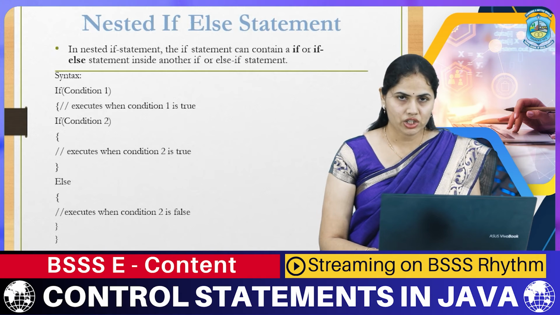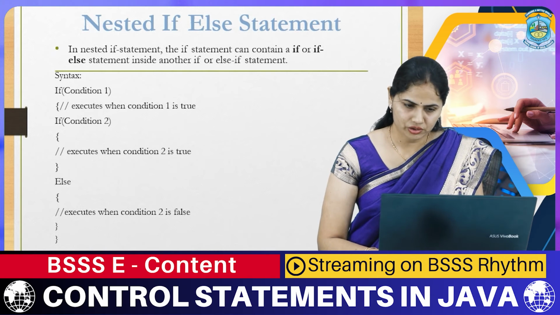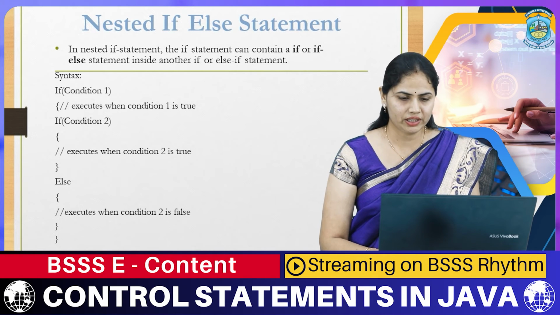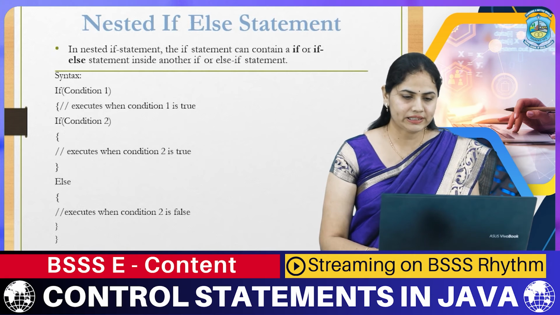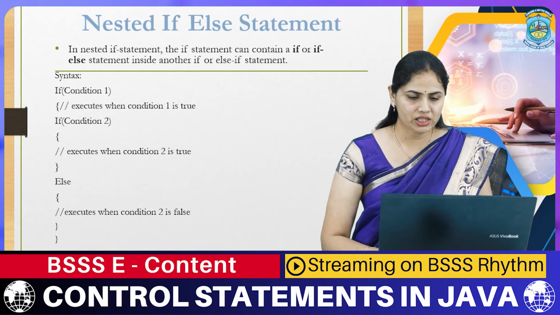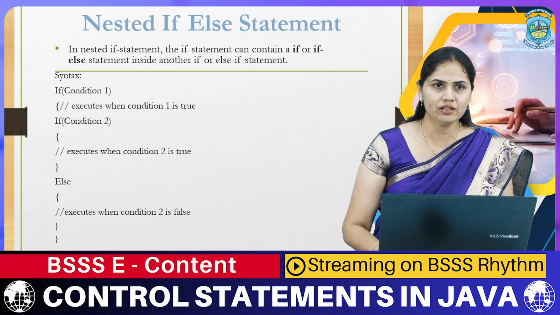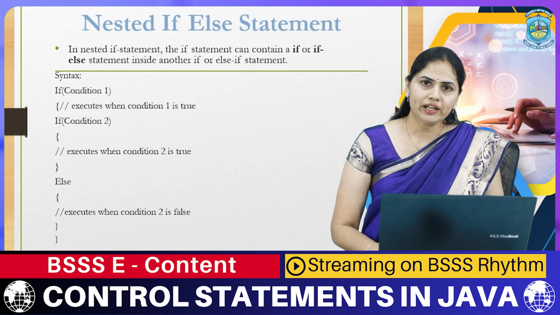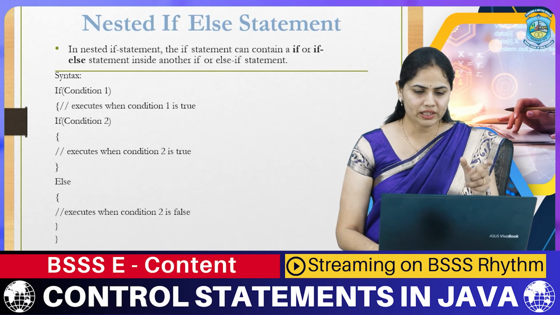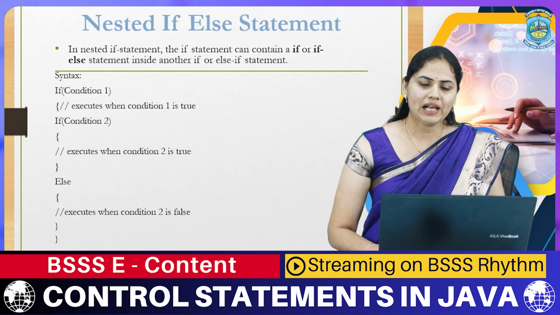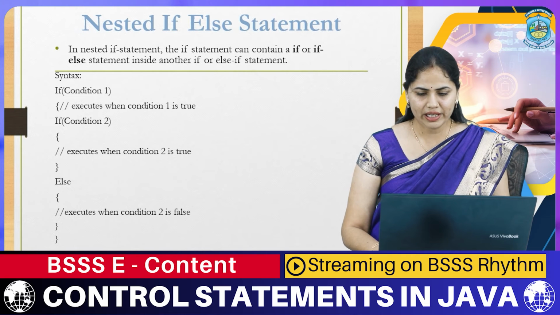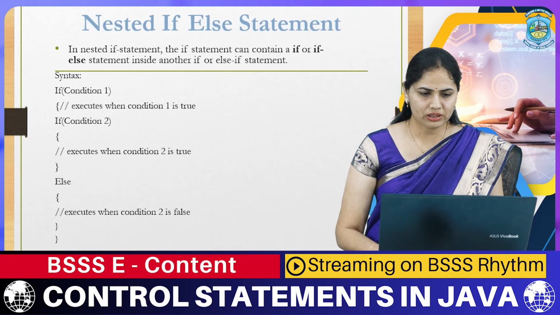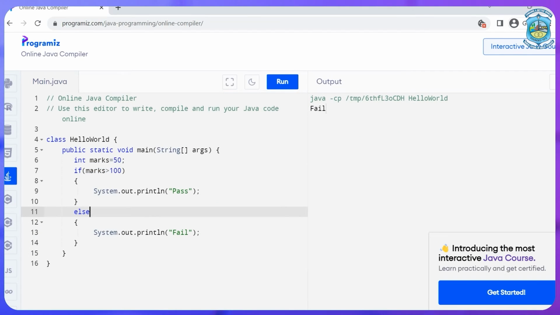If, then condition 1. If this condition is true, then it will execute the first condition. It will check for the second. Now, if the second condition is true, it will execute the second statement, and if the condition is false, it will directly switch to the else part. Again, we will take an example and we will execute the same on the compiler.